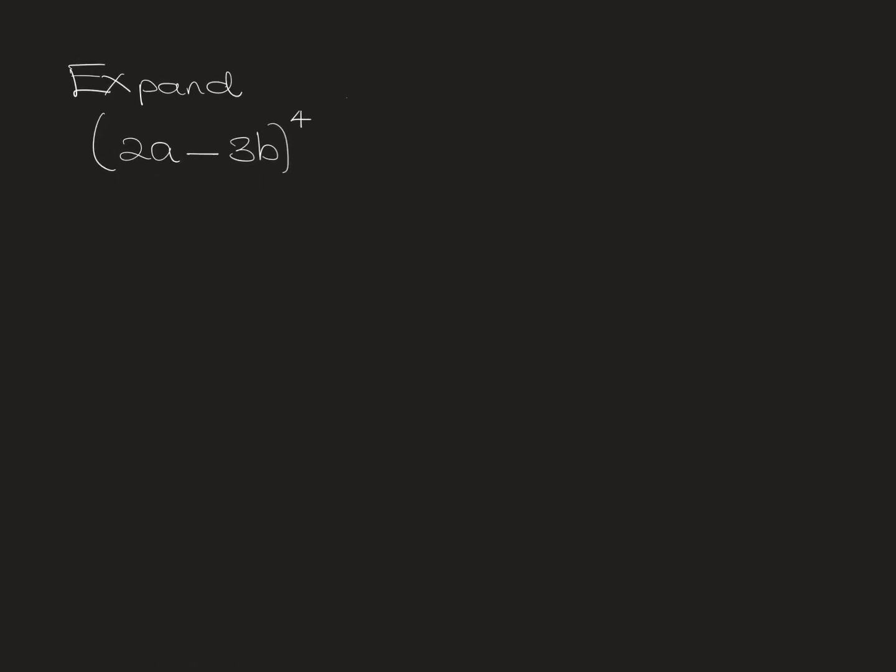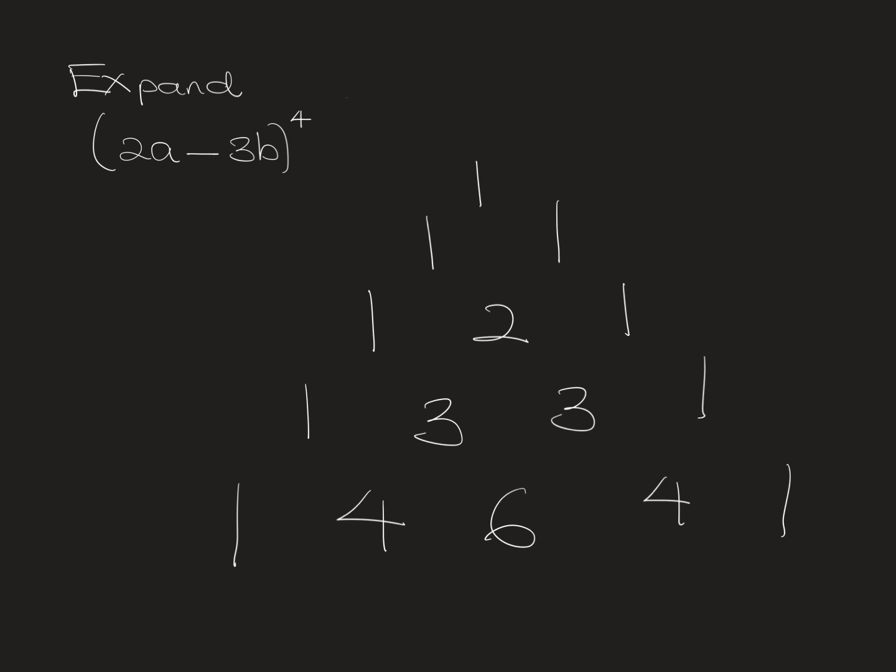So let's say we have this problem, 2a minus 3b to the power 4. How do we expand this? Let's try to draw our triangle. We have 1, 1, 1, 2, 1, 1. This is 3, 3, 1, 1. This is 4, 6, 4, 1, 1.